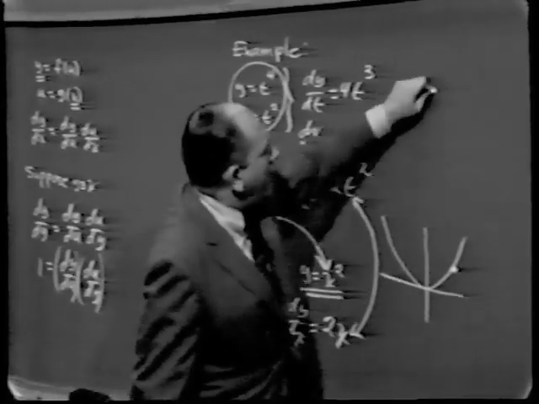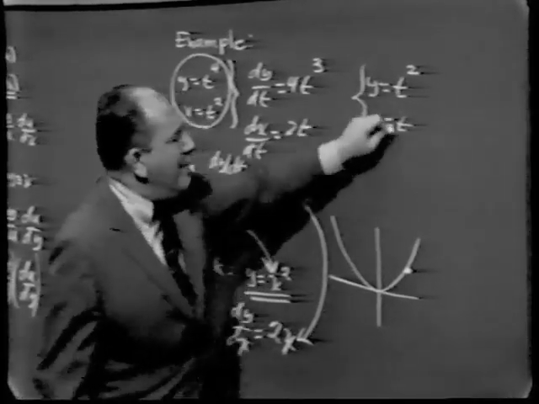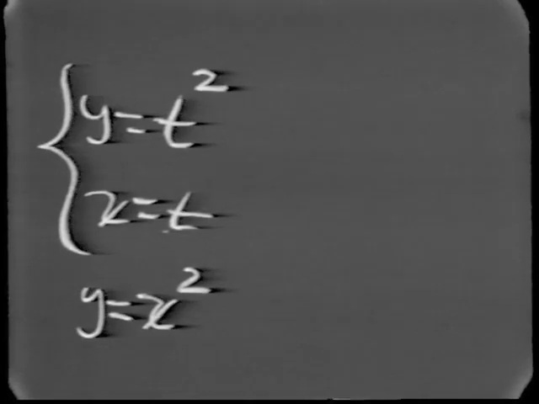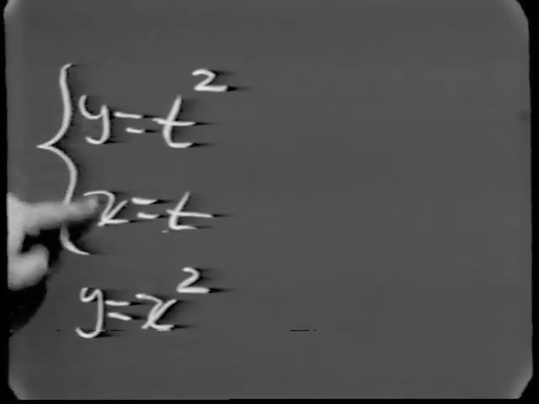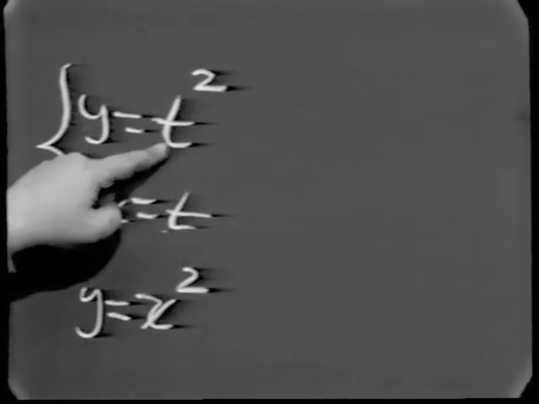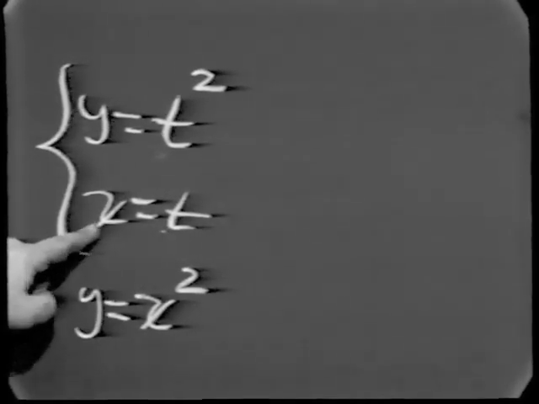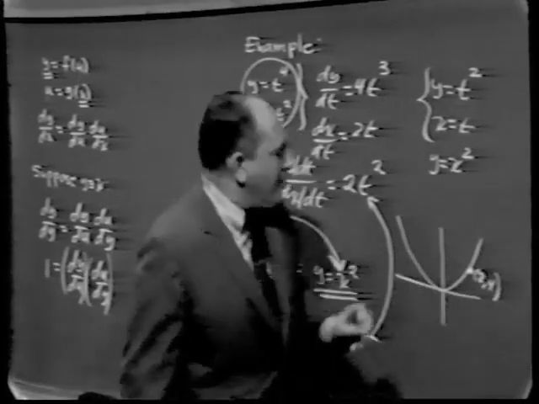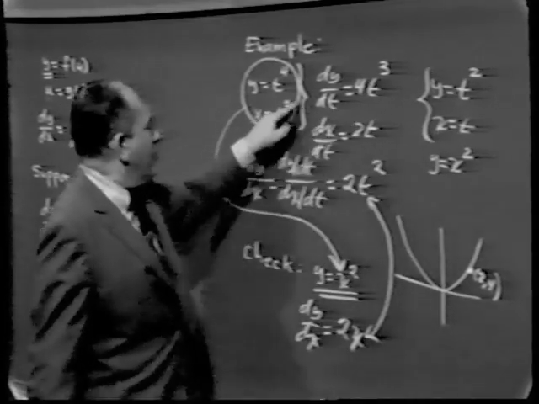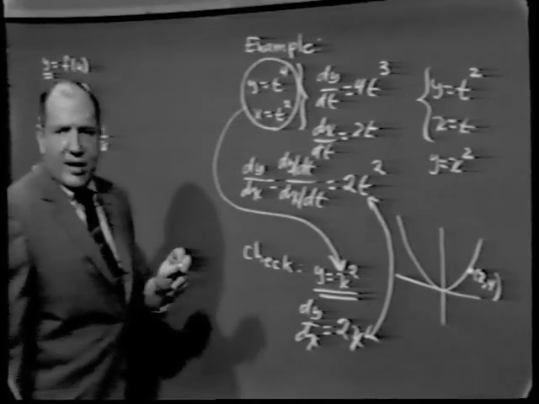As another example, suppose we had y equals t squared and x equals t. If we eliminate t from these two equations, we also find that y is equal to x squared. Yet notice that this is not the same as our original set of equations. For example, here, when t is 2, what point are we on as far as the parabola is concerned? When t is 2, this is 2 and this is 4. That would be the point (2, 4). On the other hand, with respect to this equation, when t is 2, x is 4 and y is 16.